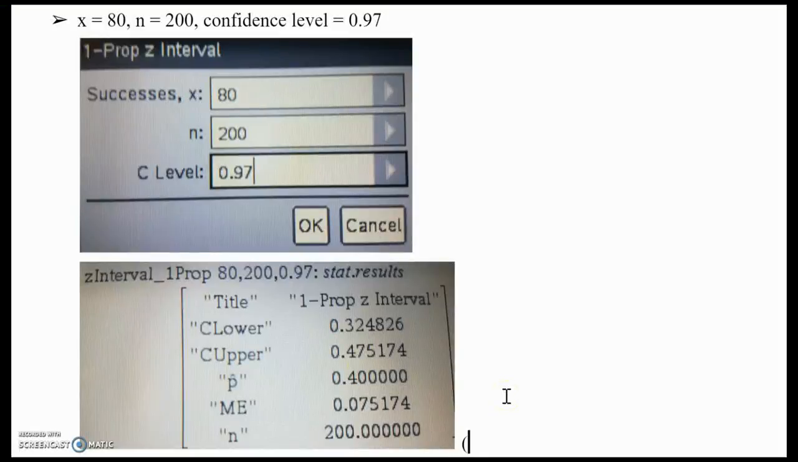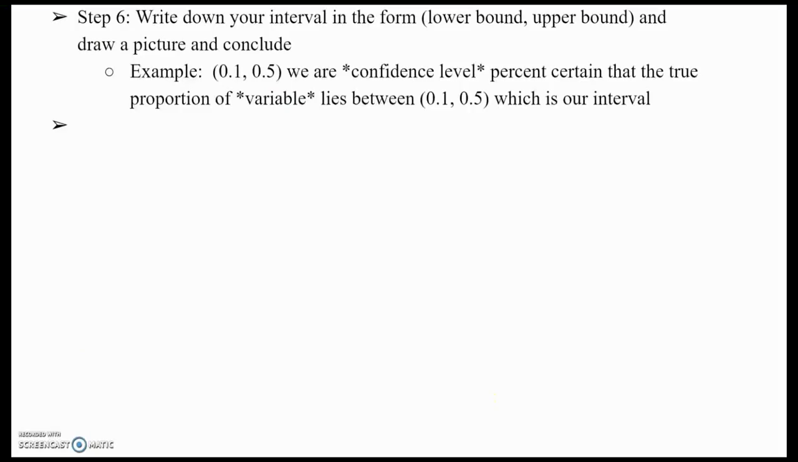So your values come up to be 0.324826 and 0.475174. So now it's time to conclude. It says write down your interval in the form lower bound, comma upper bound, and draw a picture and conclude. So we're going to use this exact format.